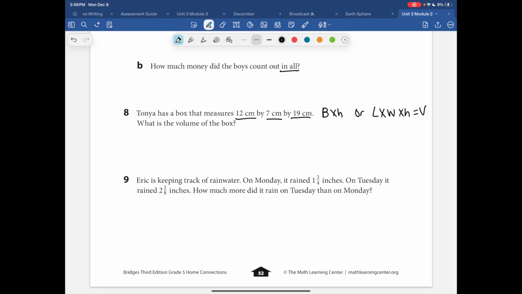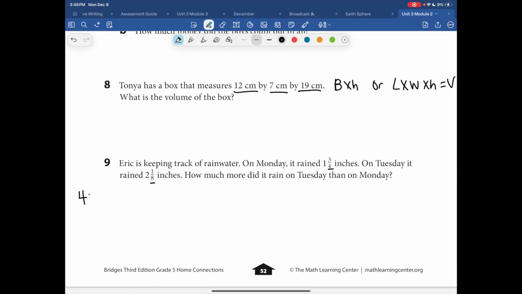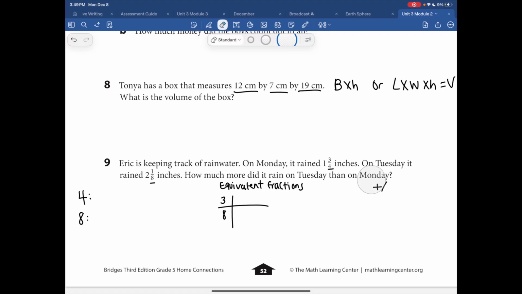I'm noticing that we have different denominators. So we're going to have to find a common denominator. Remember, we did that by listing our multiples. From there, if I have 3/4, we got our equivalent fractions. And then we went ahead and did our equation, whether it was adding, subtracting, or whatever it might be.